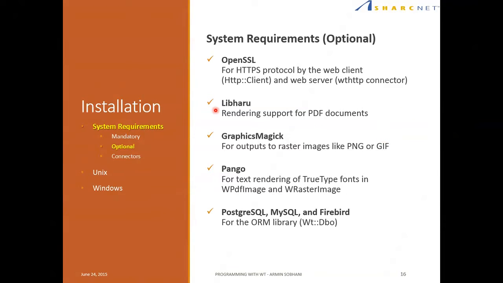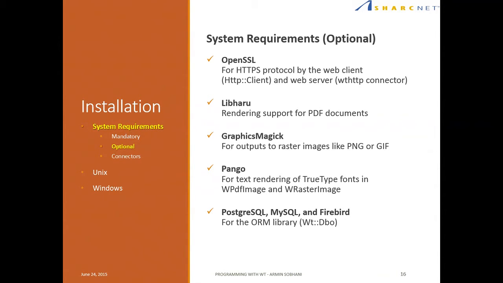And also libharu, which is rendering support for PDF. If it is available, there is a PDF image paint device included, and you can render directly to PDF documents. And also GraphicsMagick, if it's available, you can have a paint device which outputs directly to raster images like PNG or GIF.